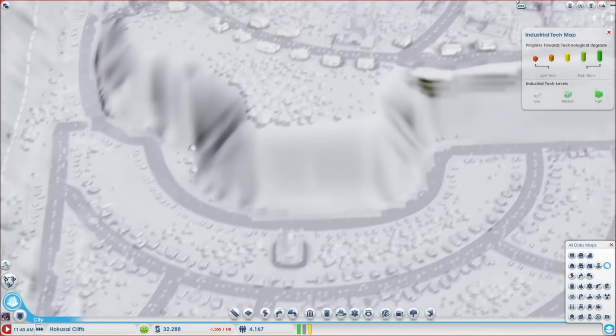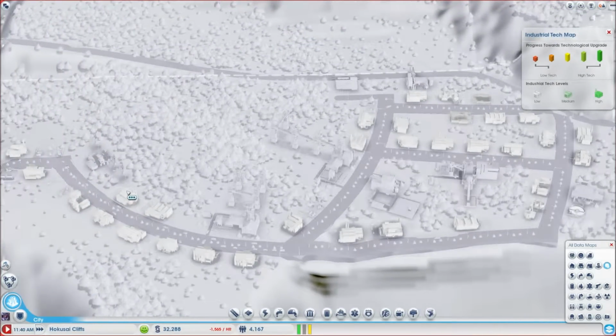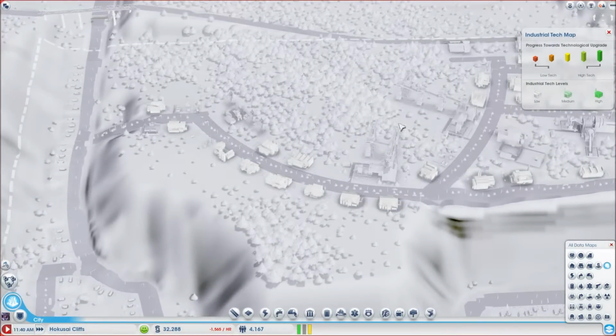And then finally we have the industrial tech map, which I can't show you on this because I didn't build any education here. But basically you can see the various factories with different levels of tech and their progress towards a technological upgrade, which the way you do that is building education. The higher levels of education and the closer they are to your factories, the higher level it's going to be.